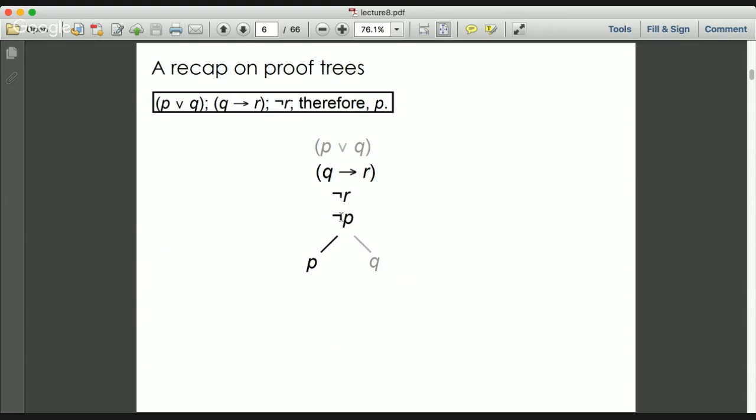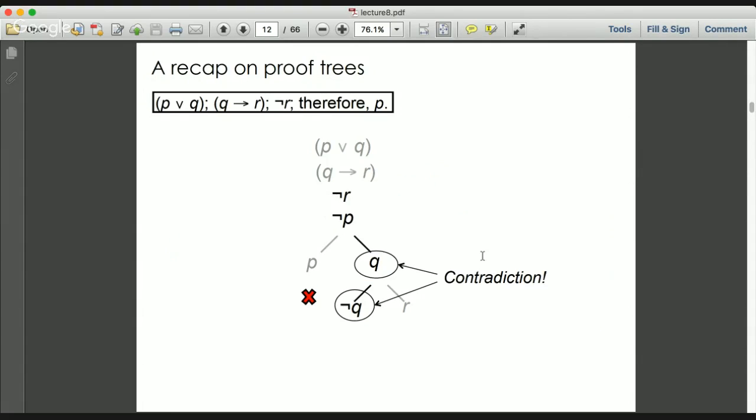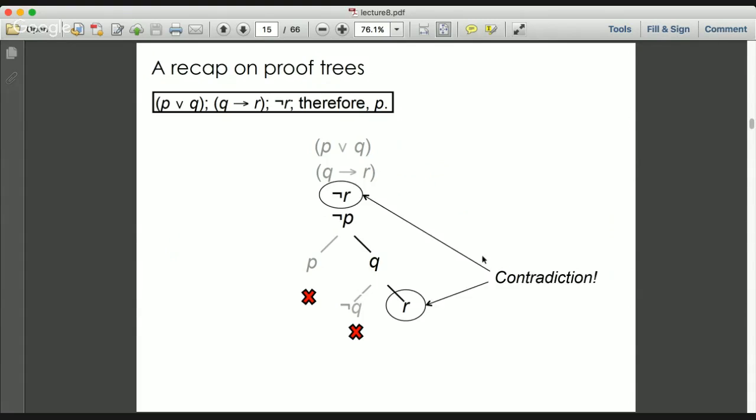We can already see a contradiction, so we can close that branch, which is nice. Let's apply the unnegated conditional rule. So that means writing not the antecedent on the first branch and then a right-hand branch of whatever the consequent is. Now we can see already that there's a contradiction there, so we can close that branch. And then on this other branch, obviously R and not R, there's a contradiction there too.